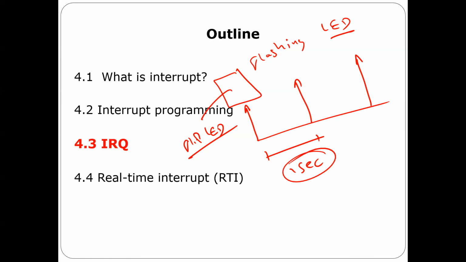What does it mean to trigger an interrupt every 1 second? It means every time you trigger an interrupt, you execute a subroutine. That's it. I have a subroutine, and this subroutine is going to be executed automatically every 1 second. Okay, very easy thing to do.